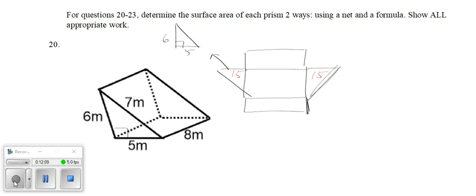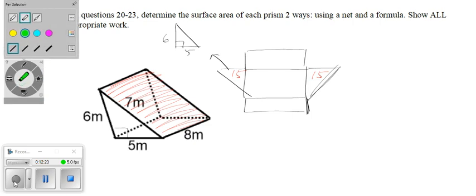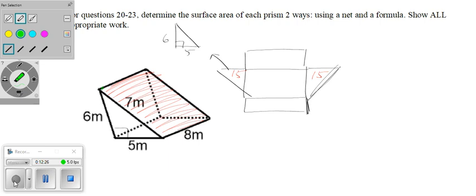Then our rectangles. If I think about this big slanted rectangle at the front, what are the dimensions of that one? Say it again, 7 and 8. If I grab my highlighter, I'll bring it down here, it is 7 by 8, correct? Which means the area of that big one is how many square meters? 56 meters squared. So I'll put a 56 in there.